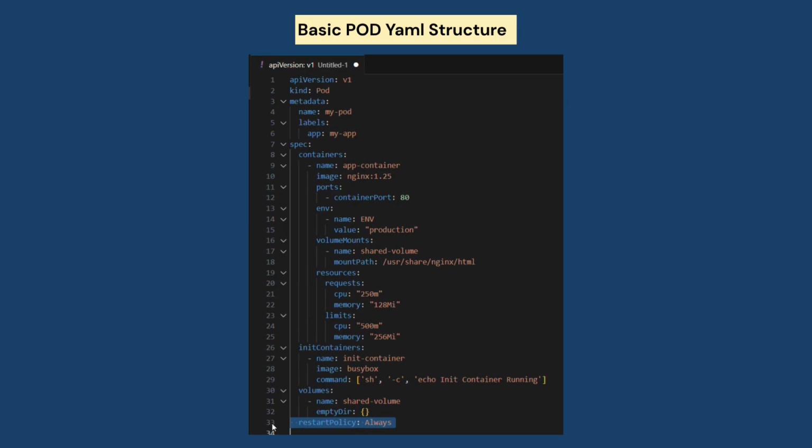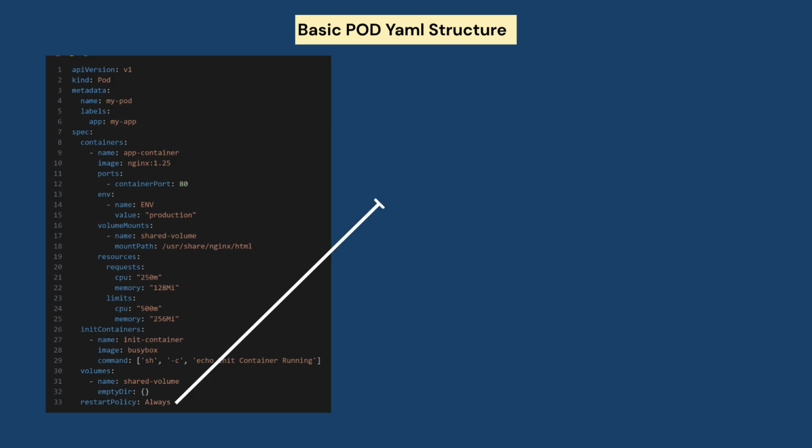Restart policy defines what happens if the container crashes. We can use values like Always, OnFailure, or Never. If we use the value Always, which is also the default value, it restarts containers every time it exits. OnFailure restarts only if the container exits with a non-zero exit code. And we use Never when we do not want to restart the container no matter how it exits.